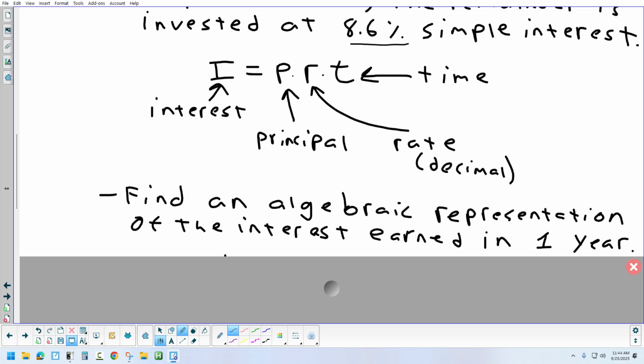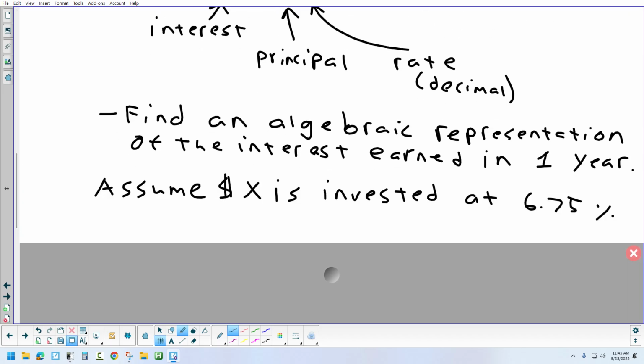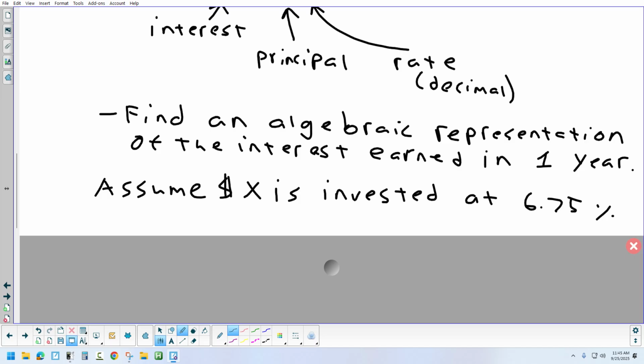So we want to find an equation that represents how much interest Bill is going to earn in 1 year. So the first thing is we don't know how much money Bill is going to invest in each investment. But we know he has 2 investments to choose from. Let's let X be the amount of money, that's the principal, that he puts in the 6.75% investment. I don't know how much he's going to do, but I'm just going to call the amount X.